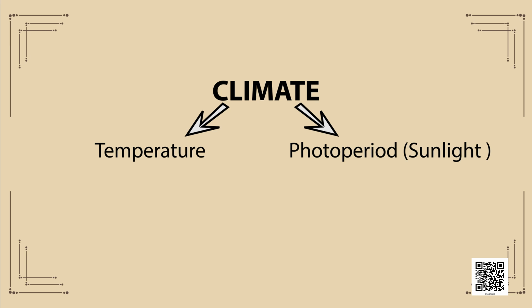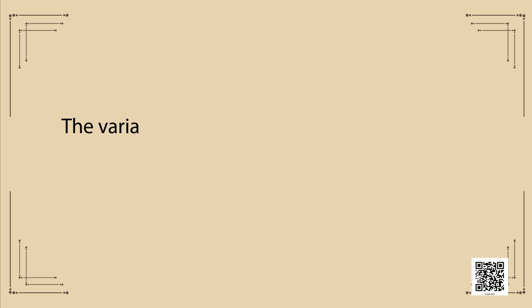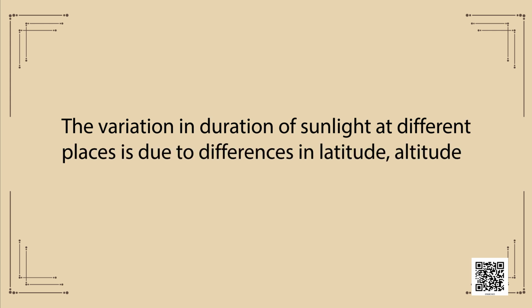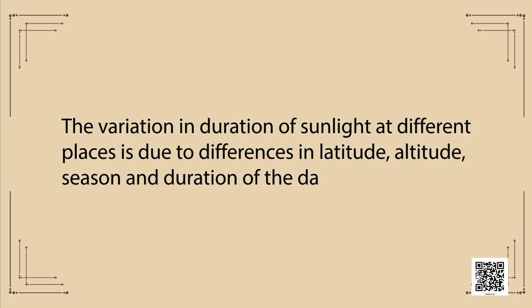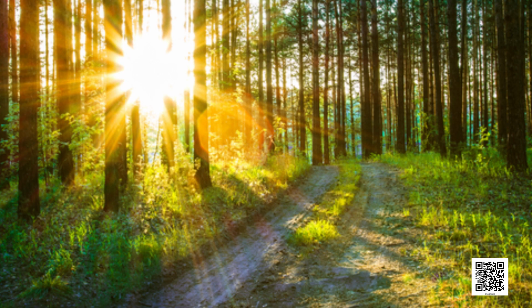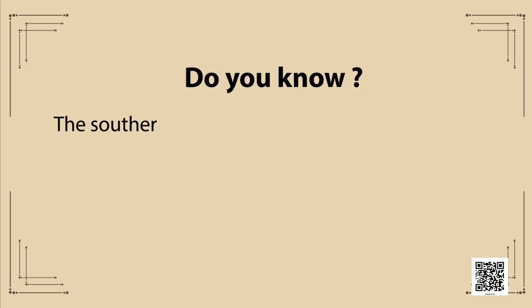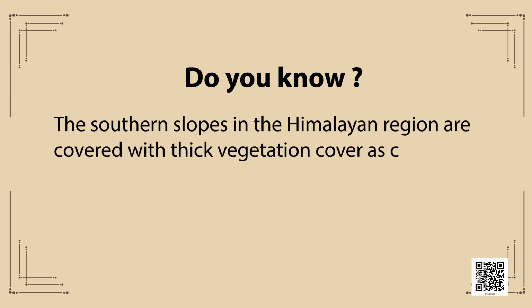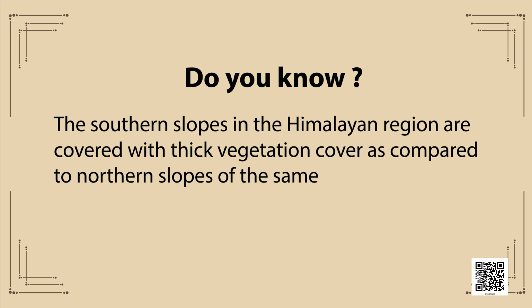Apart from temperature, photoperiod also affects natural vegetation of a place. Photoperiod is duration of sunlight. The variation in duration of sunlight at different places is due to differences in latitude, altitude, season and duration of the day. Due to longer duration of sunlight, trees grow faster in summer. Do you know, children, that the southern slopes in the Himalayan region are covered with thick vegetation cover as compared to northern slopes of the same hills, because the southern slopes receive more sunlight and rainfall.